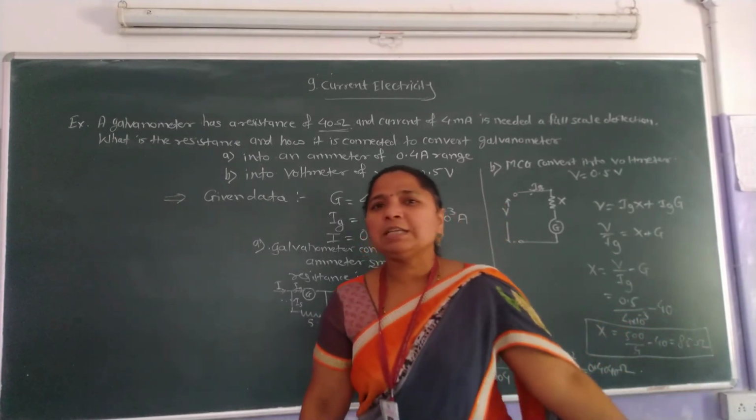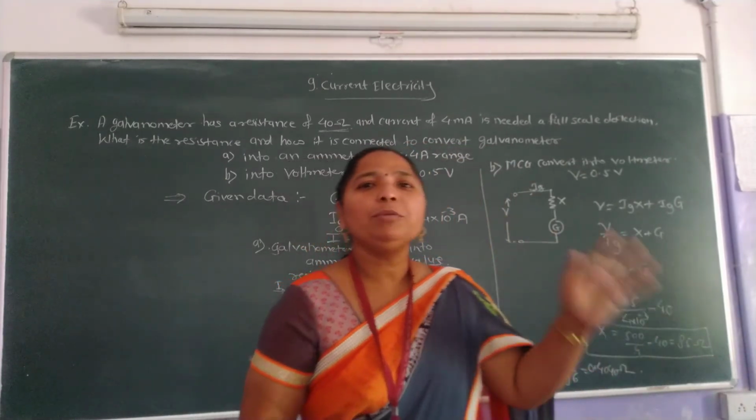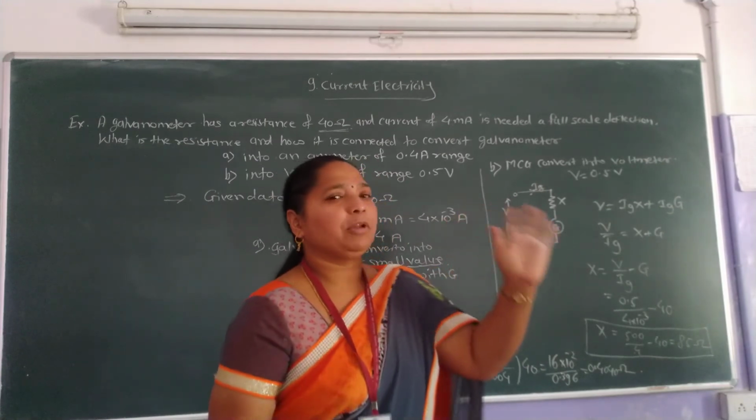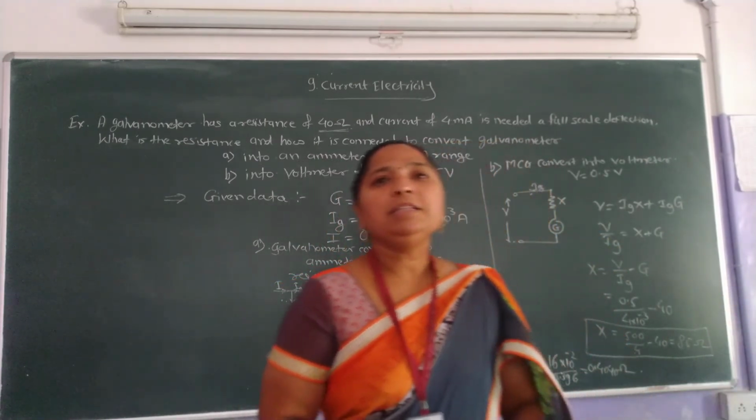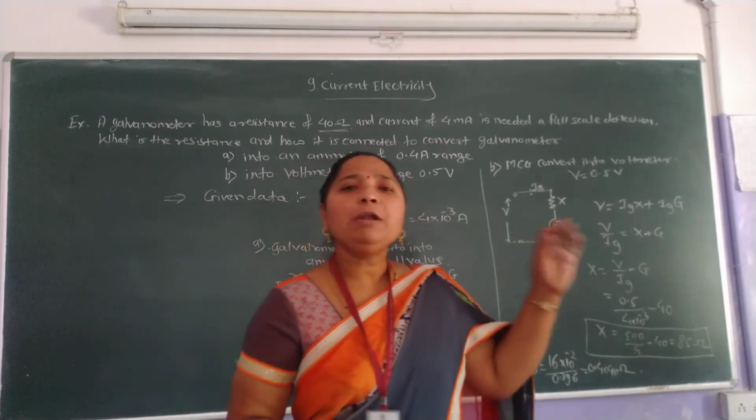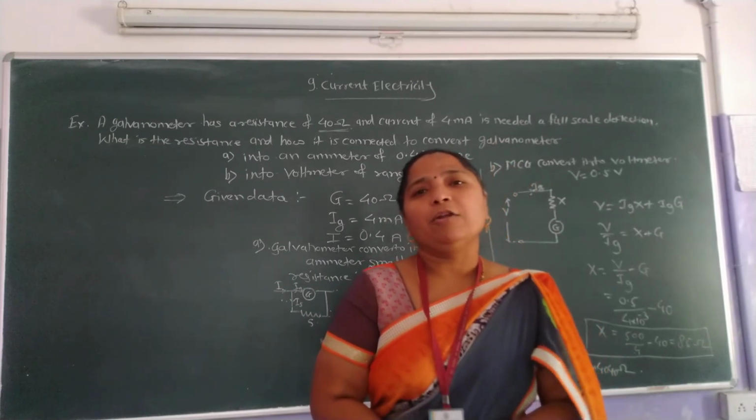A high value resistance should be connected in series, then the galvanometer is converted into a voltmeter. A voltmeter measures the potential difference across a component. Hence, in a voltmeter a high value resistance is connected in series with the galvanometer.